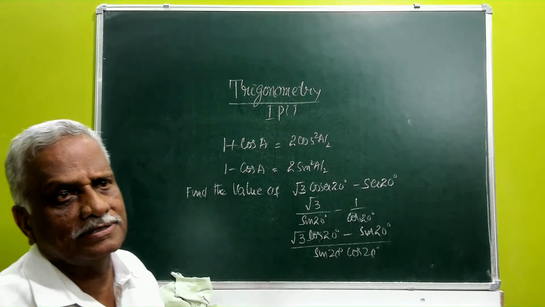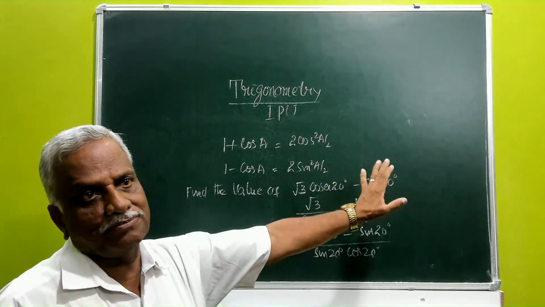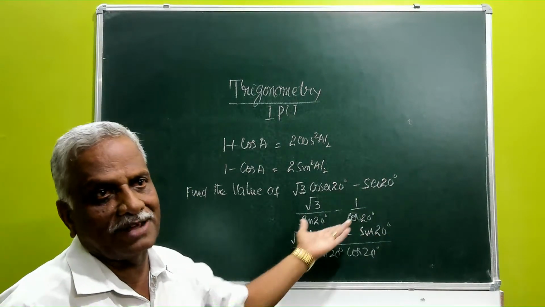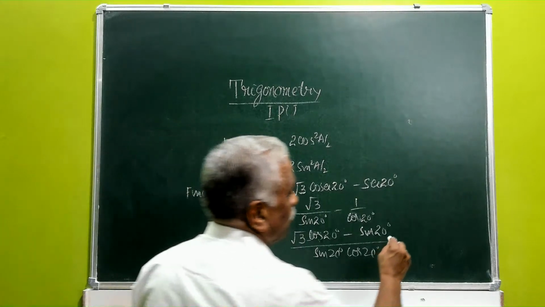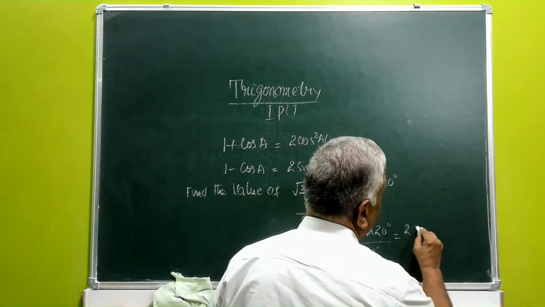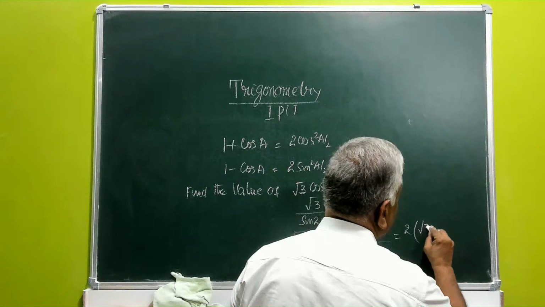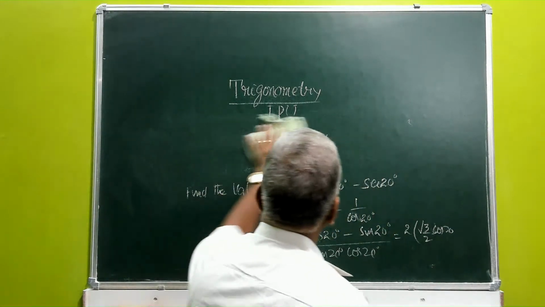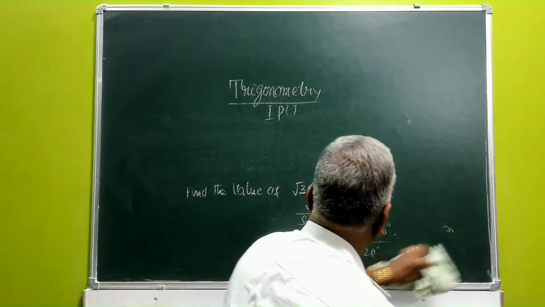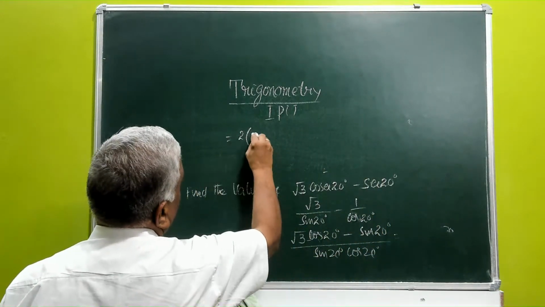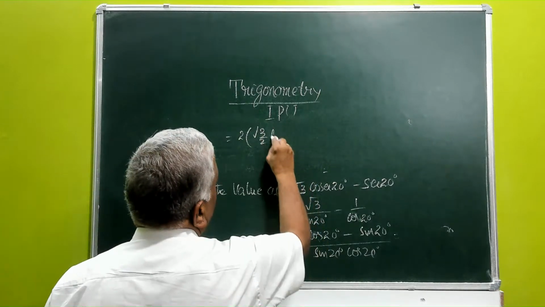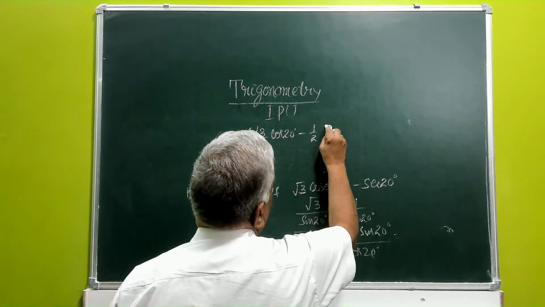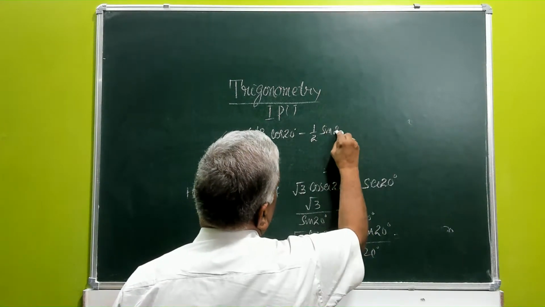So for peculiar formula problems, unless you work them, you can't get the solution and you can't remember them. Every time they may not ask this. Now what we do is multiply by 2 and divide by 2 in the numerator. So I write this as 2 outside: root 3 by 2 cos 20 degrees minus half sin 20 degrees.